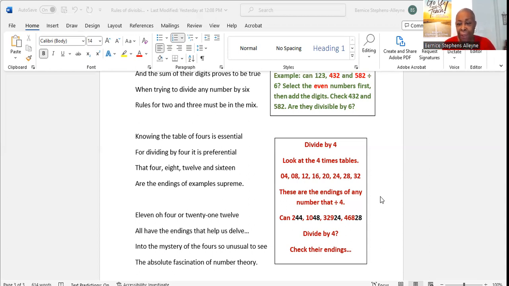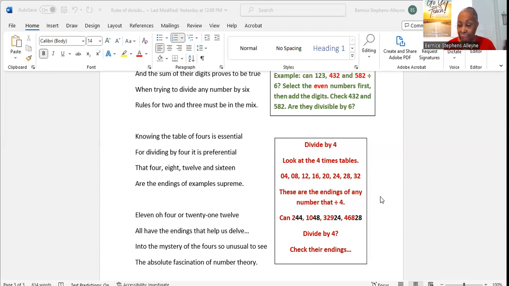Now, I've put some numbers that we can practice on. 244. Will it divide by 4? Well, the last 2 digits is a multiple of 4. That's going to work. Take a calculator, divide by 4, see what happens. So I'm going to use my calculator, just so I'm fast. Divide by 4. I get the answer 61. That works. 1048, divide by 4. What do we get? 262. No remainders. Told you.